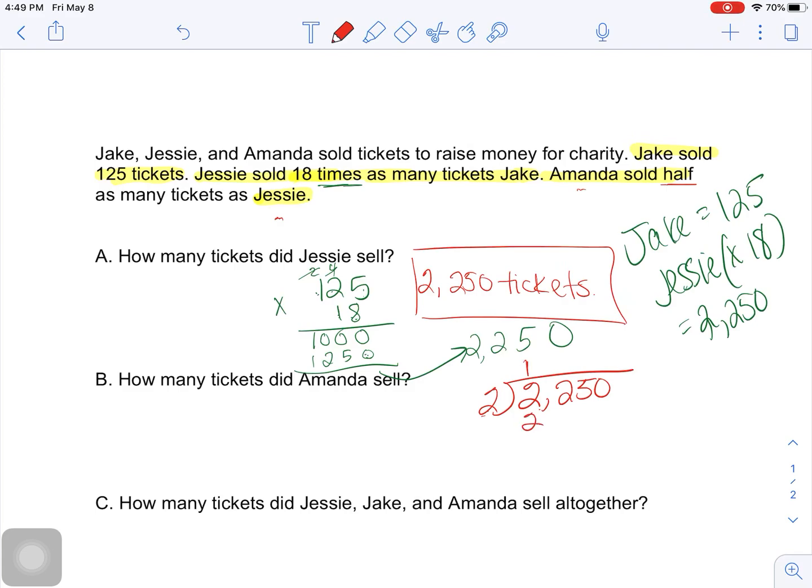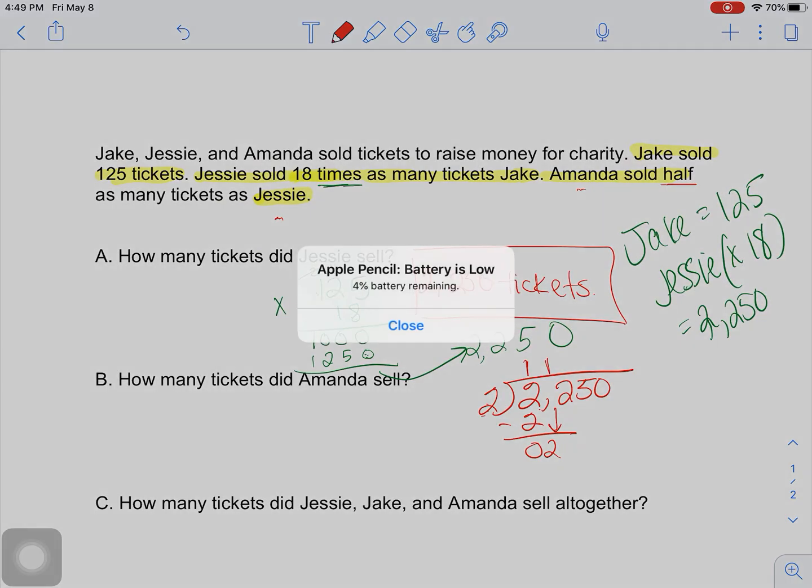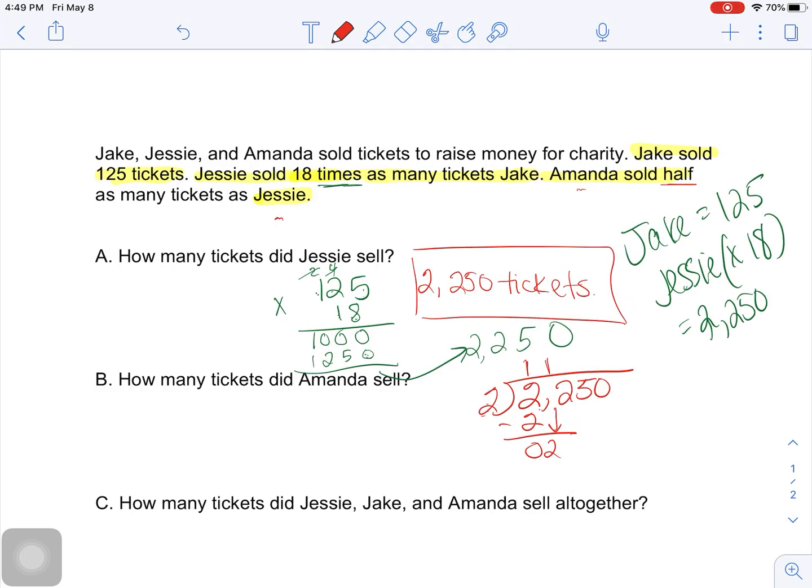2 times 1 is 2. Subtract and bring down. 2 goes into 2 one time. 2 times 1 is 2. Subtract and then bring down. 2 goes into 5 twice. 2 times 2 is 4 with a subtraction of 1 and bring down. 2 goes into 10 5 times. 2 times 5 is 10. 10 minus 10 is 0. That's my answer. Amanda sold 1,125 tickets.